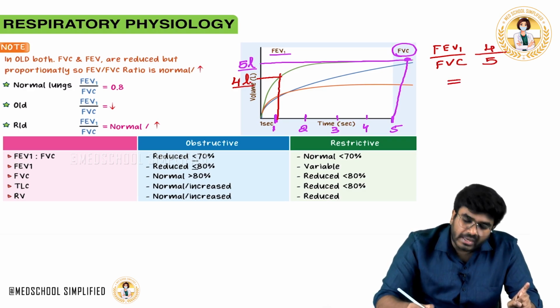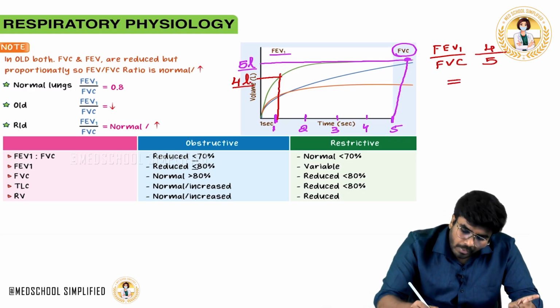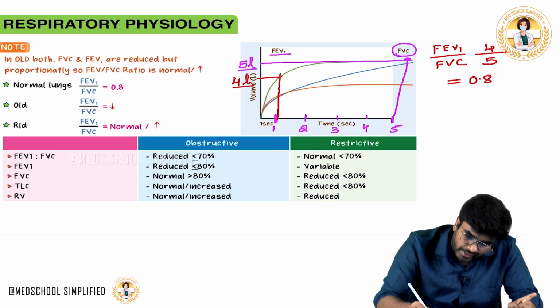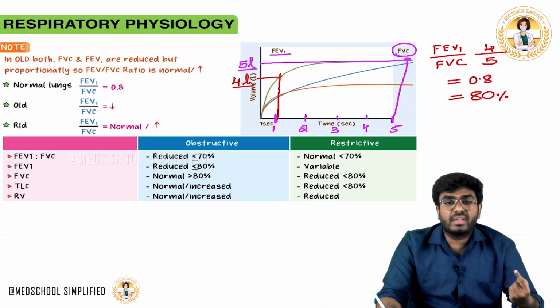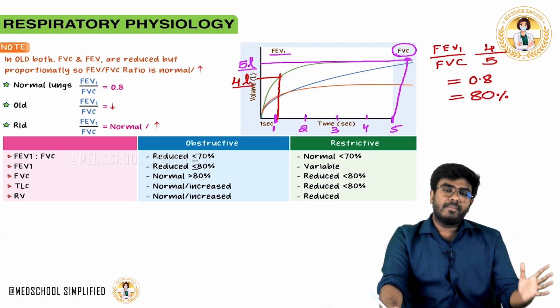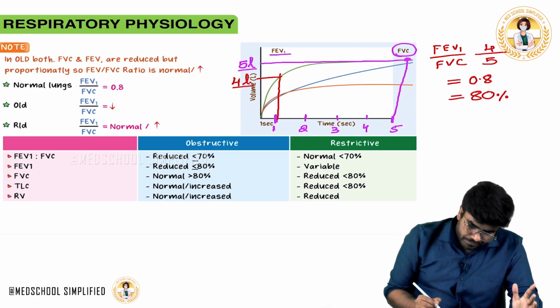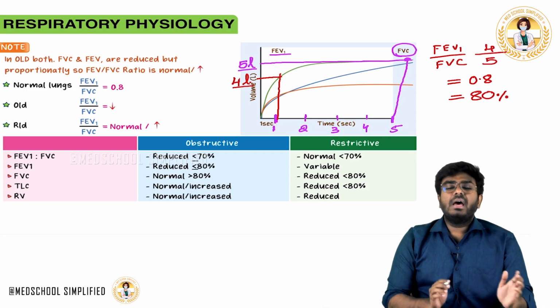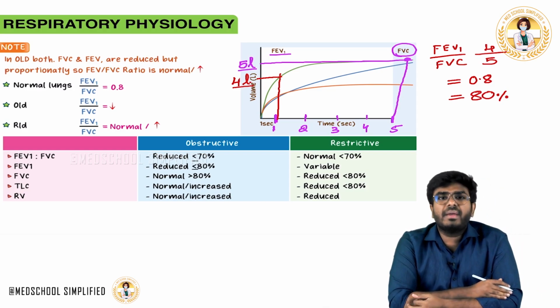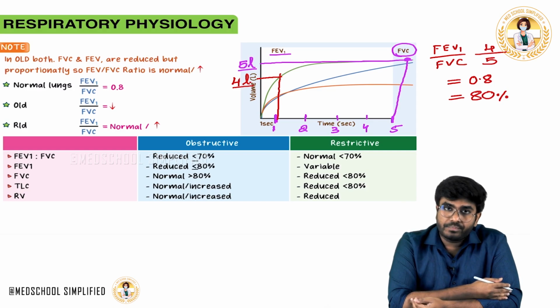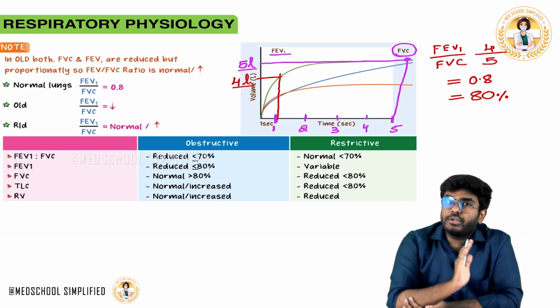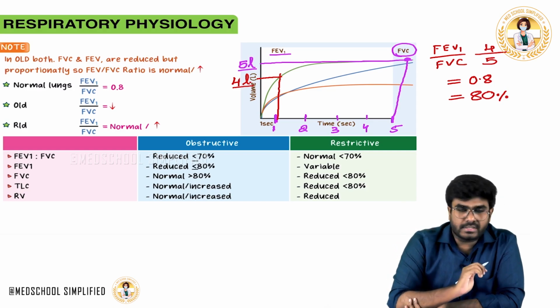So, what is the normal FEV1 by FVC ratio? The normal FEV1 by FVC ratio is 0.8, or I can say 80% of the air will come out of the lungs in the first second itself. That's the FEV1 by FVC ratio. Now, let's discuss how this FEV1 by FVC ratio is going to be affected in obstructive lung diseases and restrictive lung diseases.